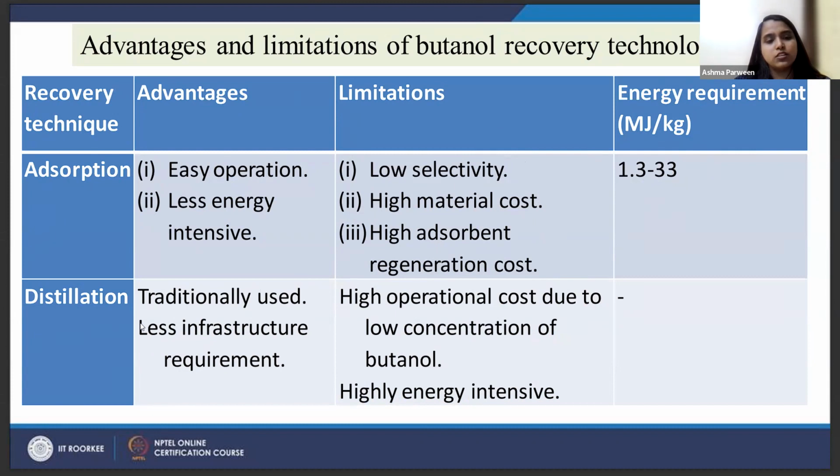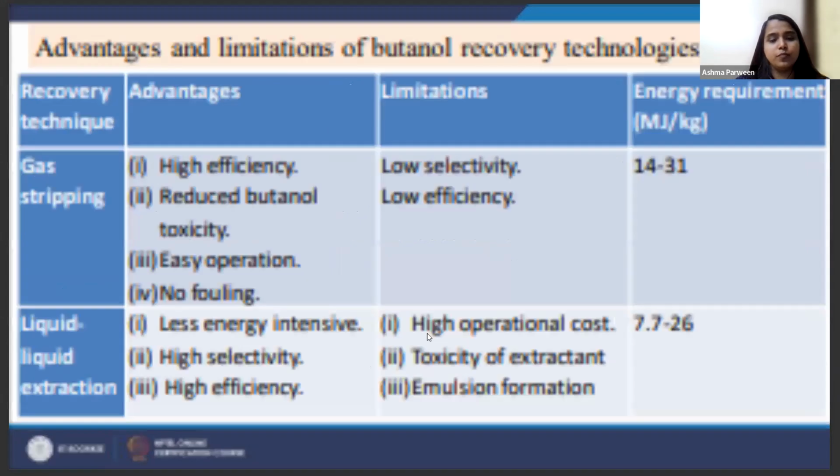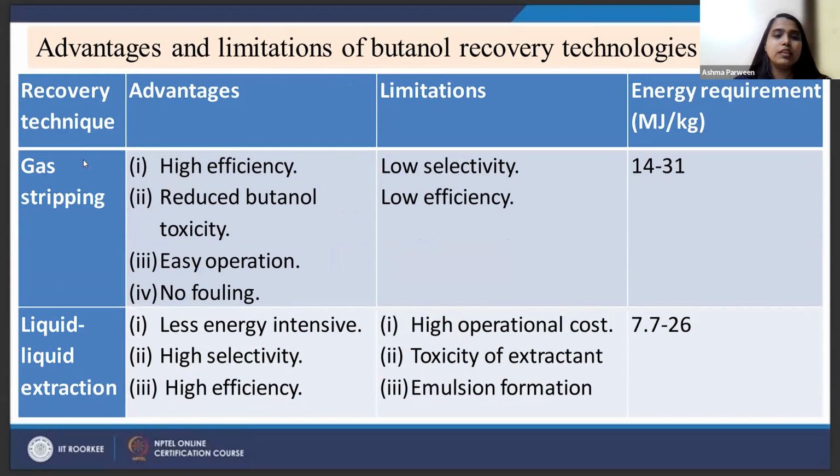Next process is distillation. It is traditionally used for butanol recovery. Less infrastructure is required, but operational cost is very high due to the low concentration of butanol, and it is very energy intensive because we have to boil the product to get the butanol. Next is gas stripping. The advantage is that it is highly efficient, but the problem is it has low selectivity, and the energy requirement is also high. It is 14 to 31 megajoules per kg.